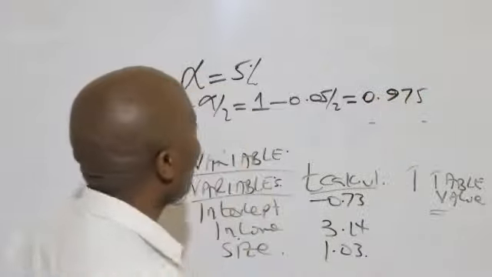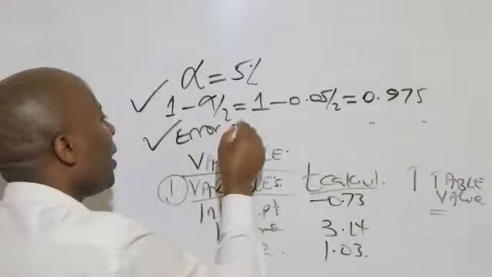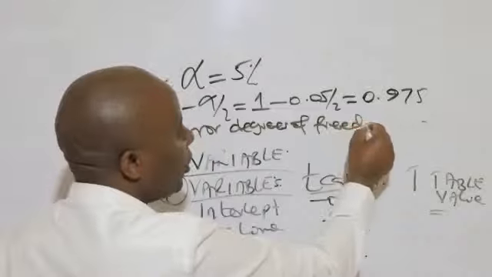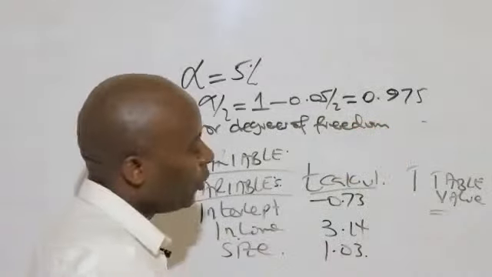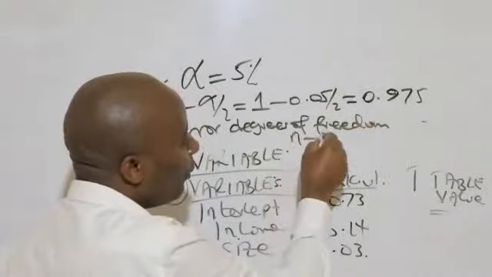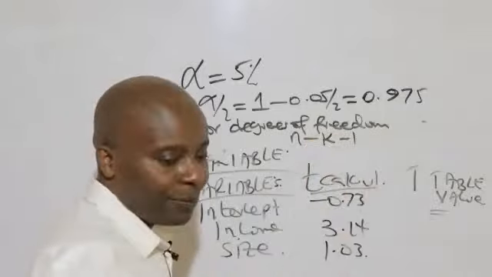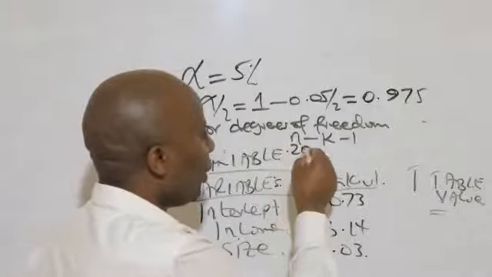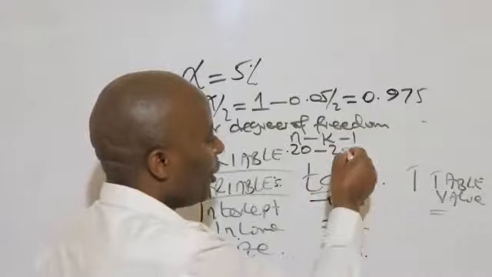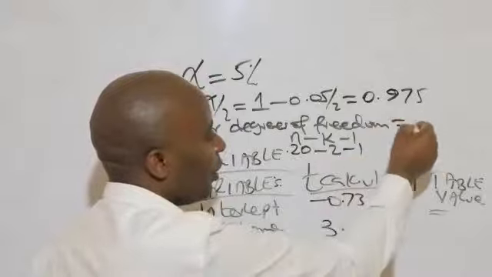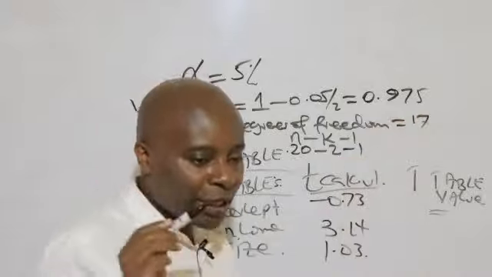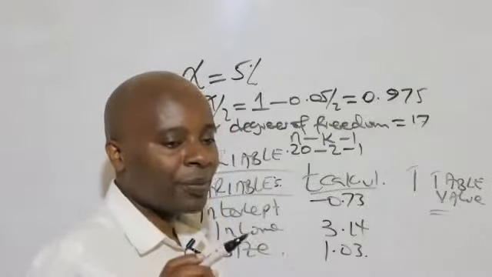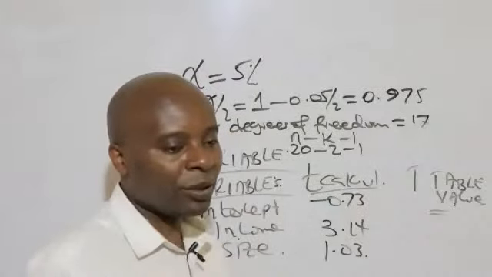Number two, we need the error degrees of freedom. These error degrees of freedom at times the examiner may not give them to you directly. So all you need to do is to remember the formula is n minus k minus 1. Our n here, they gave us 20, k we have got 2, minus 1. So this will give us 17. So now you go to that table, 0.975, all the way.